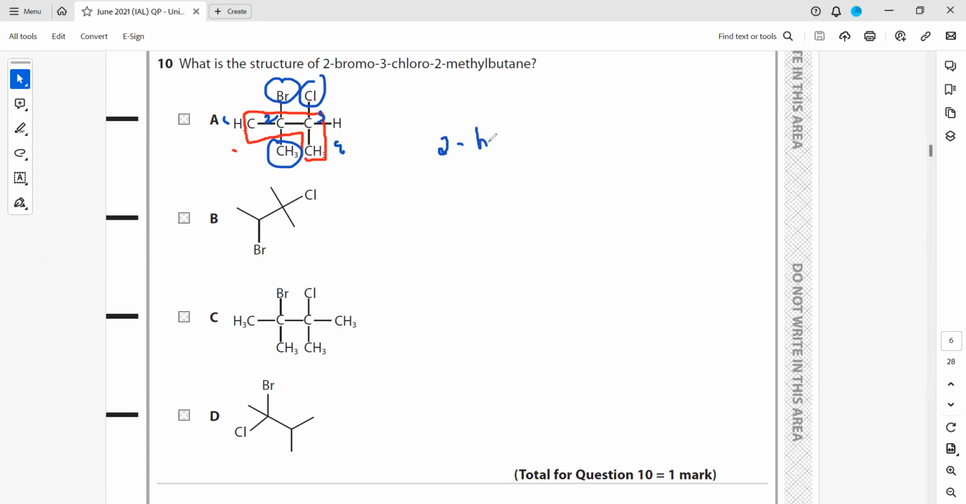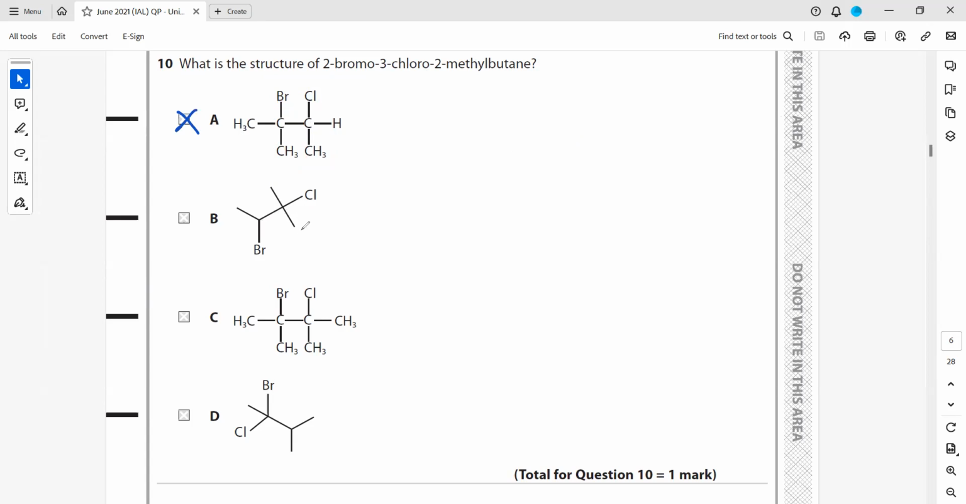So B is first, so it will be 2-bromo. Then C is there, so 3-chloro. Third position chlorine, so 3-chloro. And at the second position, we have a methyl, so 2-methyl. And then 1, 2, 3, 4, so it will be but and single bond, 'ane'. So 2-bromo, 3-chloro, 2-methyl, butane. So A will be the right answer.